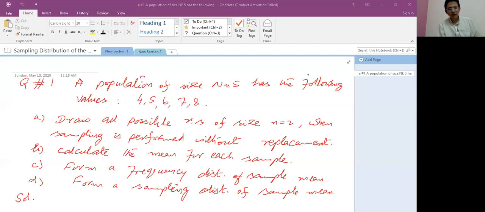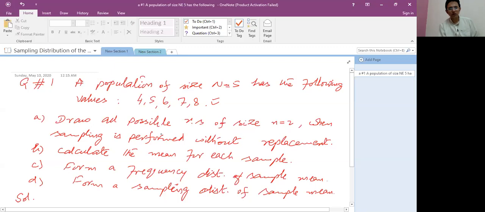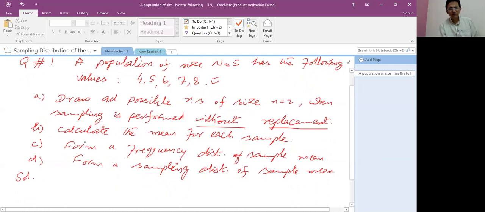Question number 1: a population of size N equals 5 has the following values: 4, 5, 6, 7, 8. These are the elements of the population. Draw all possible random samples of size n equals 2 when sampling is performed without replacement. Calculate the mean for each sample, form a frequency distribution of sample mean, and form a sampling distribution of sample mean.